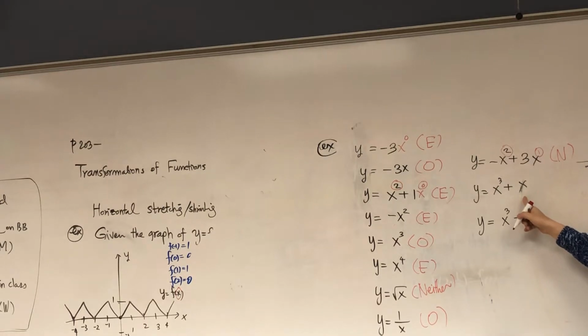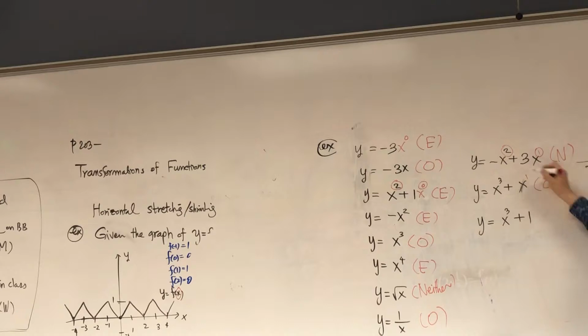How about this one? Neither. Oh, no, sorry. Odd, because 3 and 1. Am I right? How about this one? Odd? No, wait. Because there's no x, so you add the x and then it's 0. Would it be neither? Yes.